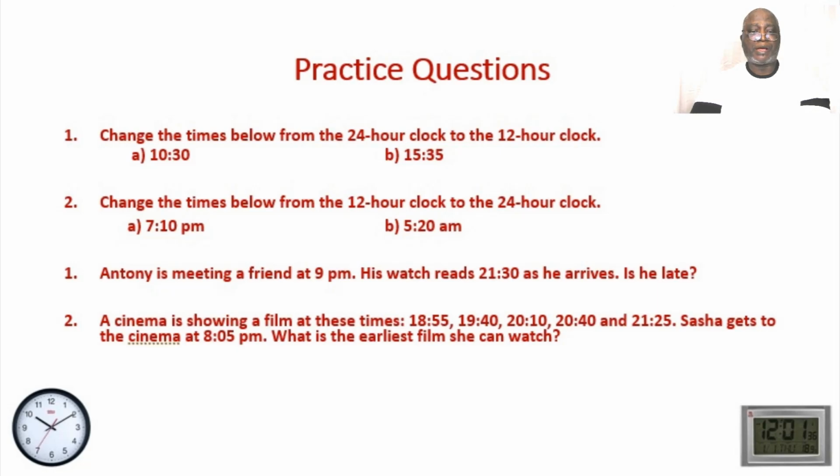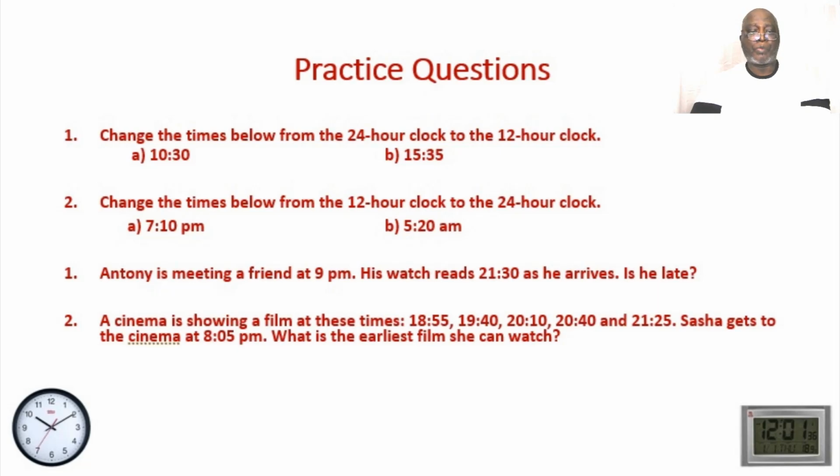Anthony is meeting a friend at 9 p.m. His watch hits 21:30 as he arrives. Is he late? Remember, 21:30 is a 24-hour clock, so you have to translate that to see whether he is late or on time.